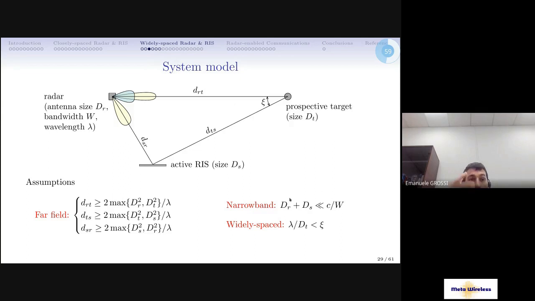Finally, the third condition is this widely spaced condition, so that the beams of the target scattering, whose width, I want to remind you, is lambda divided by the dimension of the target, should be smaller than the angle xi, so that we have angular diversity. The reason why I'm stressing all these conditions is that sometimes, if things are not properly checked, one might obtain huge gains that are actually not correct, since they come from applying a model in a situation where that model is actually not correct. So where some assumptions are not actually met.